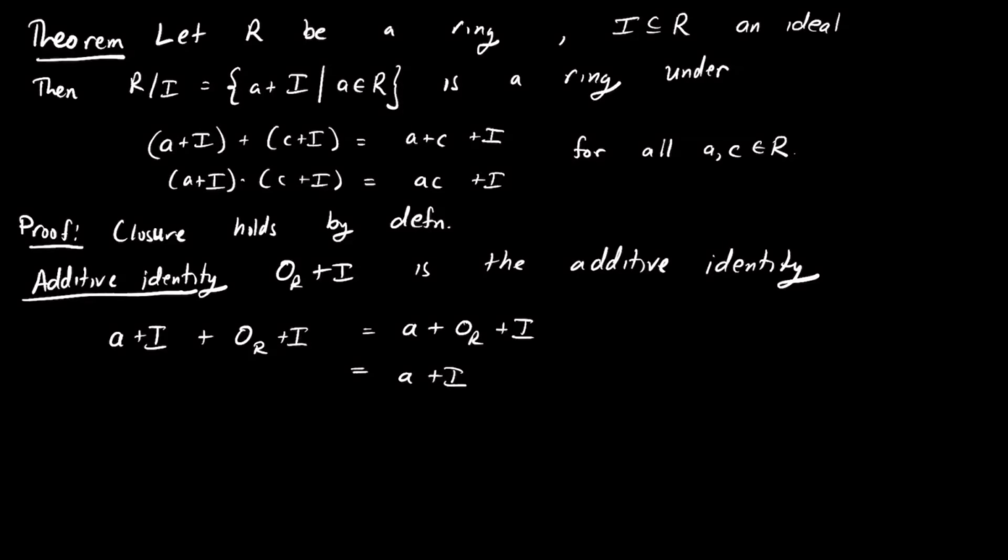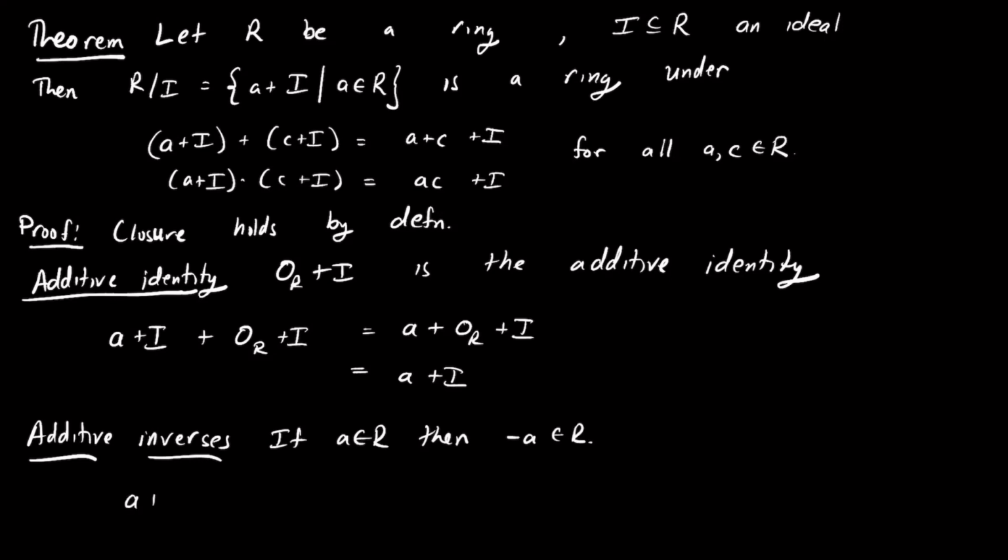I can also check that we have additive inverses. So let's just do that real quick while we have the space. For additive inverses, I know that if a is in R, then negative a is in R. And if I look at a + I, I'll use parentheses here just for clarity, then (a + I) + (-a + I) is going to be (a - a) + I, which is just 0 + I. So I have additive inverses.